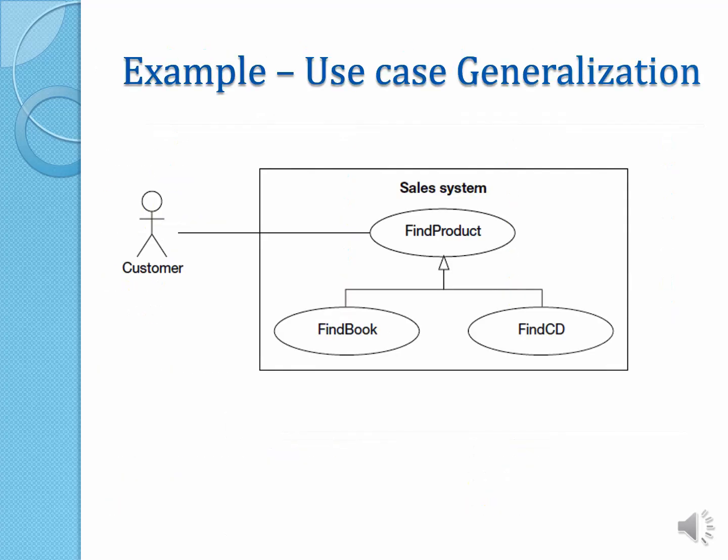Next is the use case generalization example. The diagram shows how a general use case can be divided into more specific use cases. Instead of creating completely separate use cases for similar functionality, we identify the common behavior, place it in the parent use case, and allow the child use cases to inherit those features.